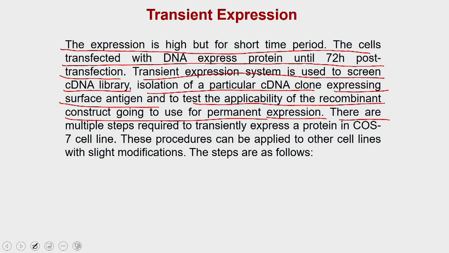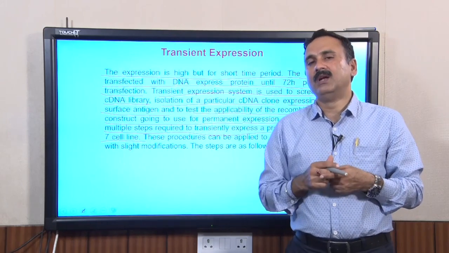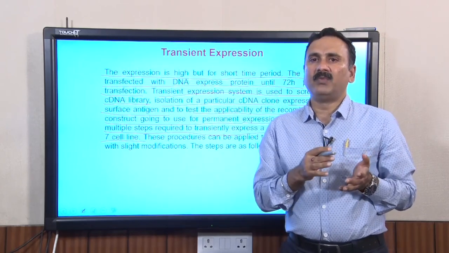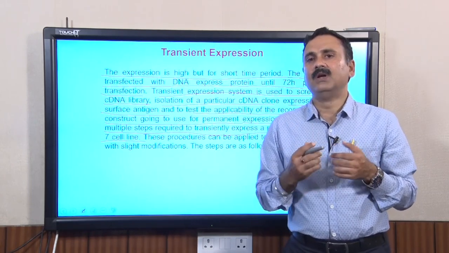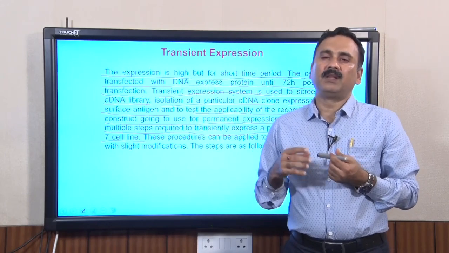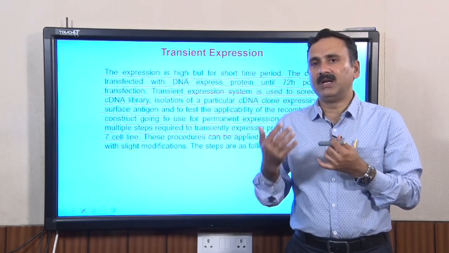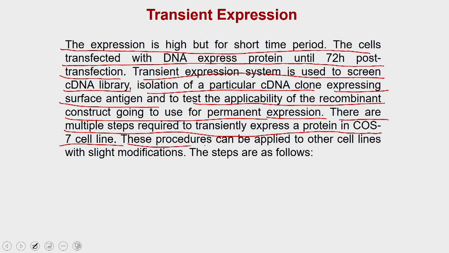There are multiple steps required to transiently express a protein in COS7 cell lines. In this example, we have taken the COS7 cell line to show you how to do the transient expression. For other cell lines also, the steps remain constant, except that you might have to optimize or standardize them depending on the cell line. Suppose you are using a non-adherent cell line, then you have to change a little bit, but more or less the steps remain the same. So the procedure can be applied to other cell lines with slight modification.